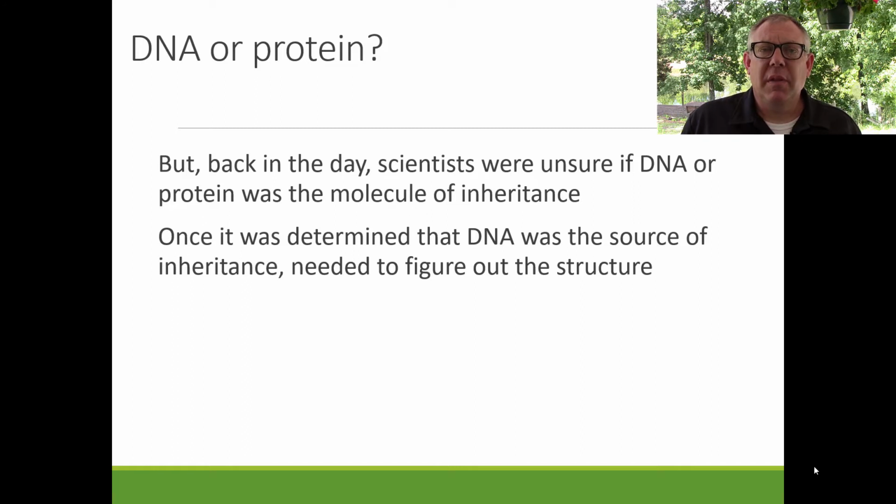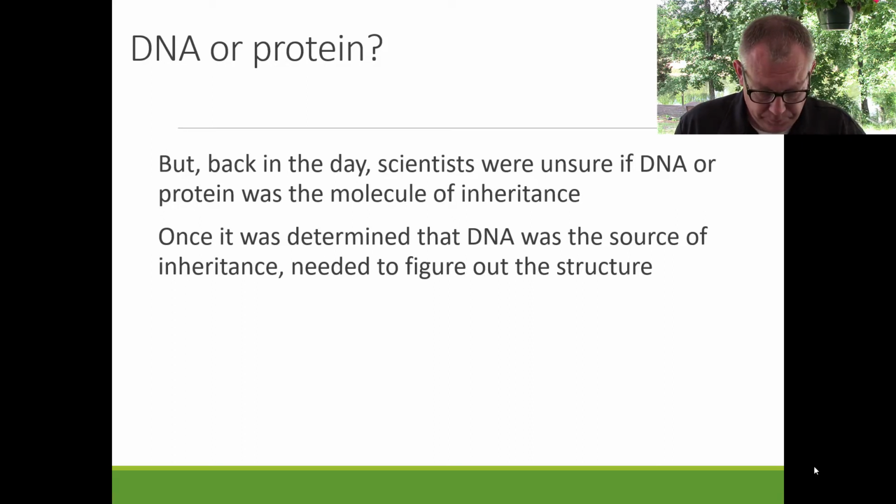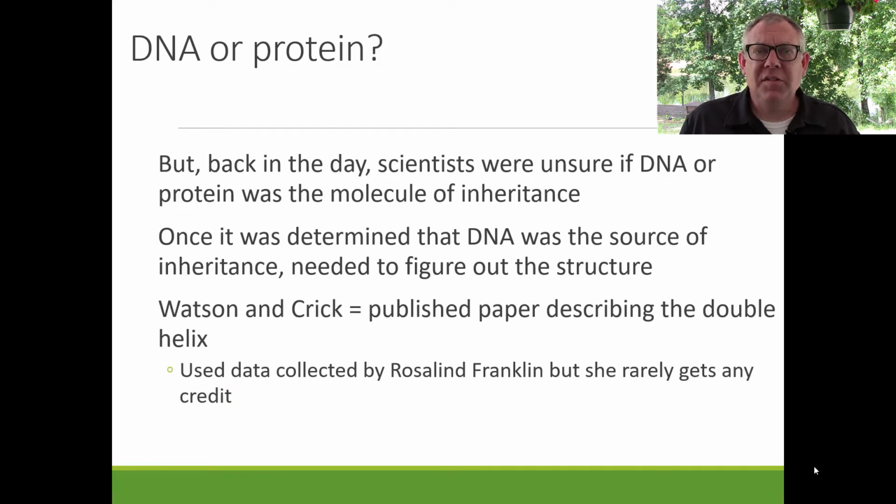Once it was pretty well determined that, okay, it's DNA that is the molecule that passes on traits, the molecule of inheritance, then it became important to understand the structure. And once you understand the structure, then you can really understand how it passes those traits on. And so Watson and Crick are the famous names associated with describing the double helix and the structure of DNA. And this would have been in the mid-20th century, mid-1900s.